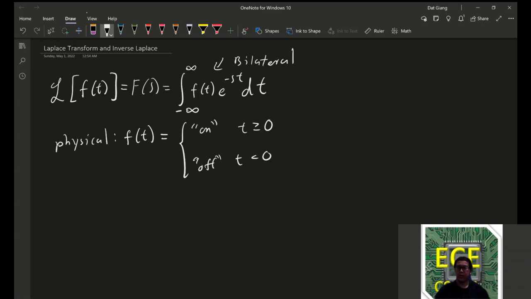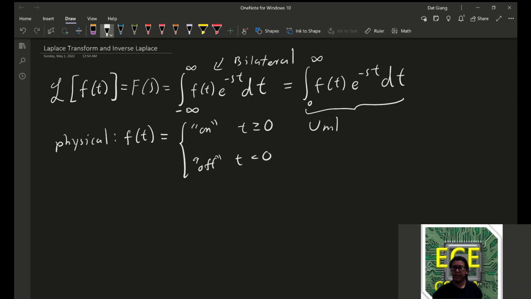So what we instead convert it to is the unilateral Laplace transform, which is simply the integral from 0 to infinity of f of t e to the negative st. So that's one thing. We want to instead convert it to its more useful form, the unilateral Laplace transform.